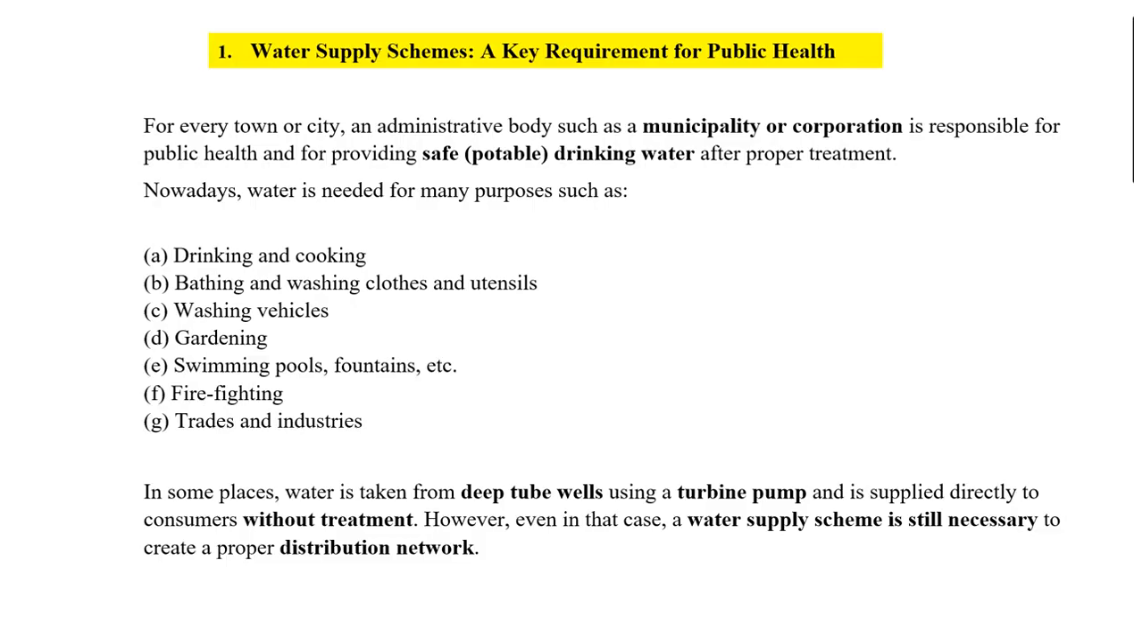In some places, water is taken from deep tube wells using a turbine pump and it's supplied directly to consumers without treatment. However, even in that case, a water supply scheme is still necessary to create a proper distribution network to every household.